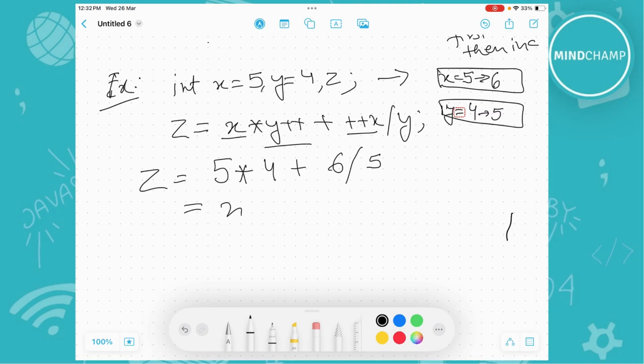So it means 20 plus 6 divided by 5 is integer division in Java, which will give you only 1, and that is equal to 21. So that is how a pre and a post increment will work in Java.